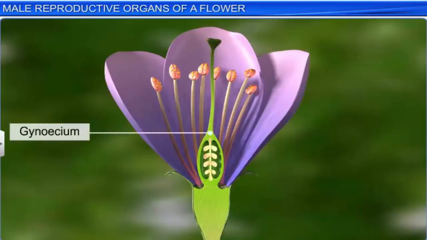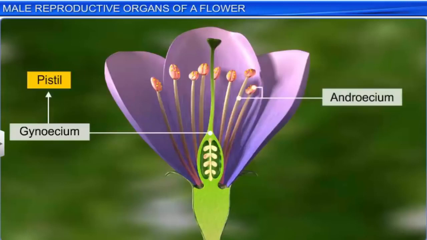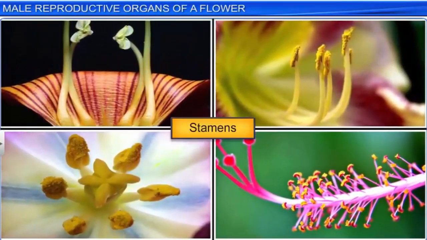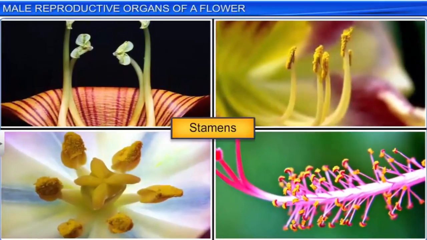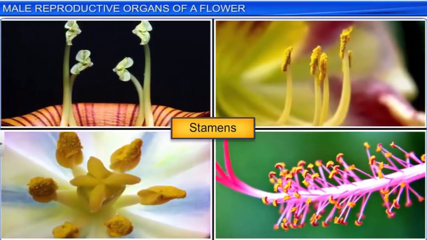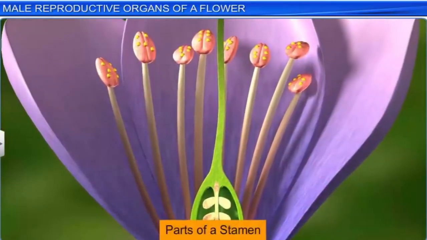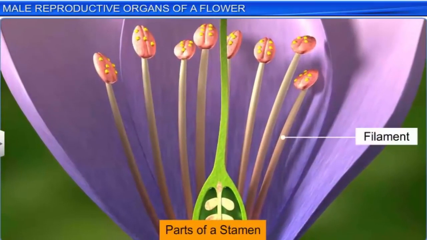The gynoecium, on the other hand, which consists of one or many carpels or pistils, represents the female reproductive part, whereas the androecium, which consists of a whorl of stamens, is the male reproductive part of the flower. Though the number and size of stamens in an androecium differ across species of flowers, the basic structure remains the same. Every stamen, for instance, consists of a filament and an anther.